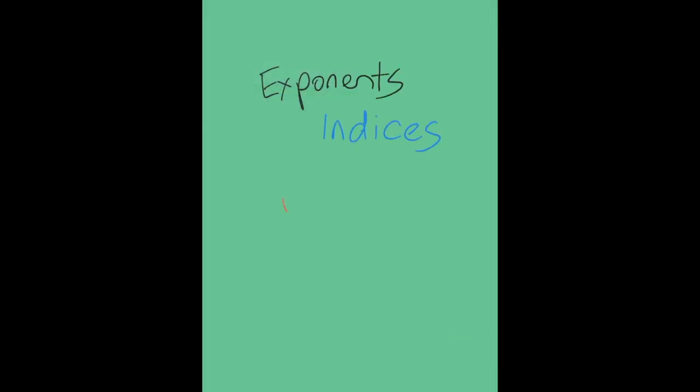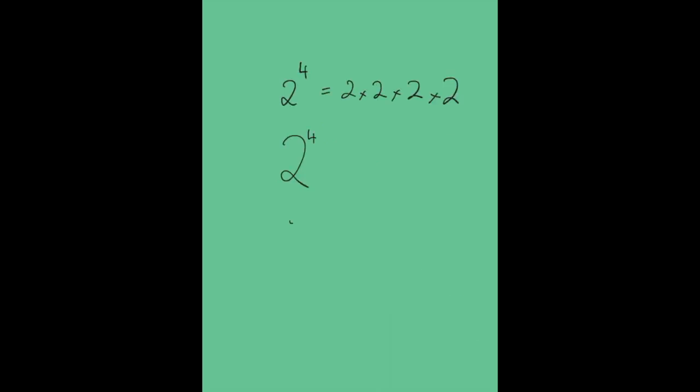Exponents, indices, powers, they all mean the same thing. Repeated multiplication of a base. So here you see 2 to the power of 4 is 2 times 2 times 2 times 2. You have a base and you have an exponent. But here is a very important announcement.